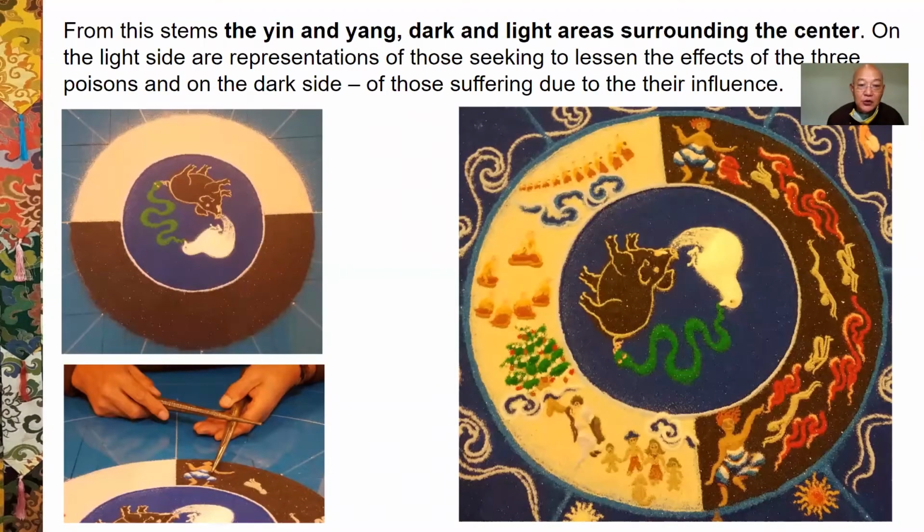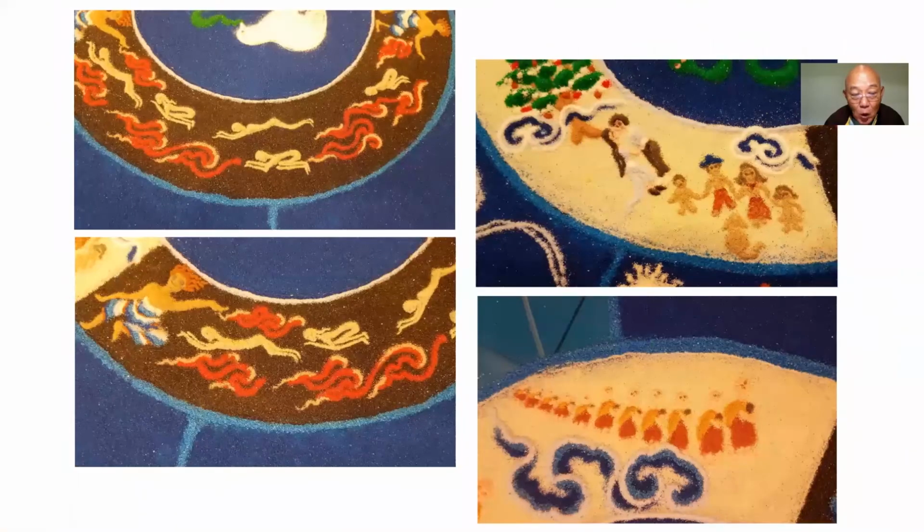Okay, so now the second ring, I'm talking about three animals here, and there's a white and the dark, did I say right? So these represent good and evil. Next one. Okay, there you go.